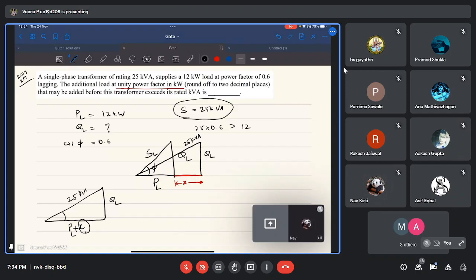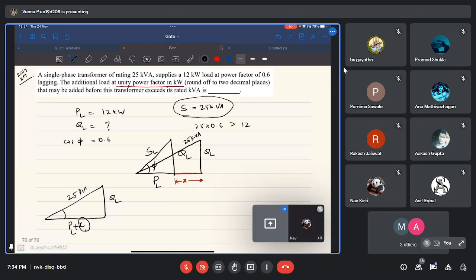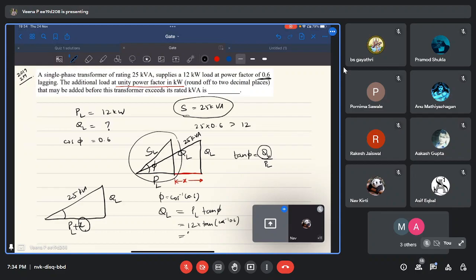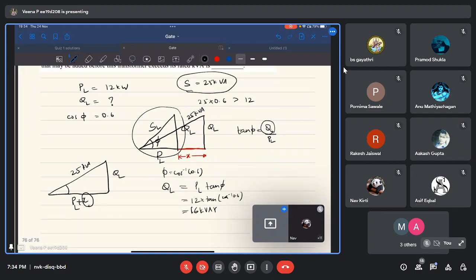Okay. So now we can use the parameters given in the problem. The load power factor is given 0.6. So phi is cos inverse of 0.6. So what will be QL? You find tan phi in the first triangle. Tan phi is QL by PL. So your QL is PL times tan phi. So PL is already given, 12 kilowatt, times tan of cos inverse 0.6. This will come out to be 16 kilovolt ampere reactive.